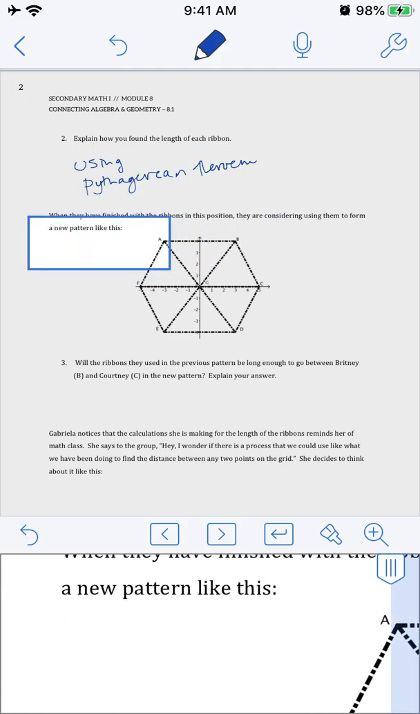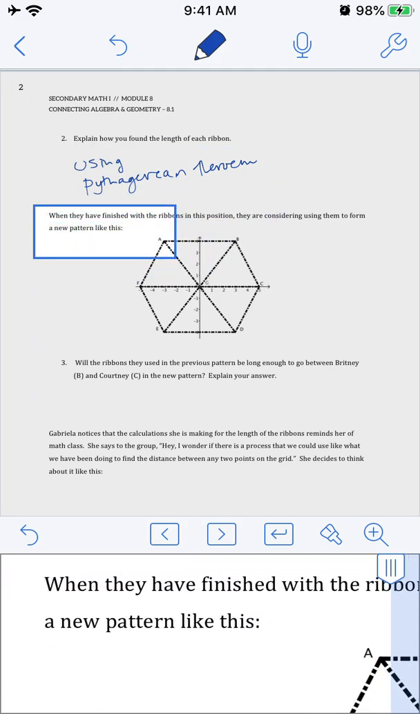Alright. Scenario number 2. Okay. Scenario number 2. When they have finished with their ribbons in this position, they are considering using them to form a pattern like this. Okay, so it looks like everybody connected the ends. Will the ribbons in the previous pattern be long enough to use to go between Brittany and Courtney in the new pattern? Explain your answer.